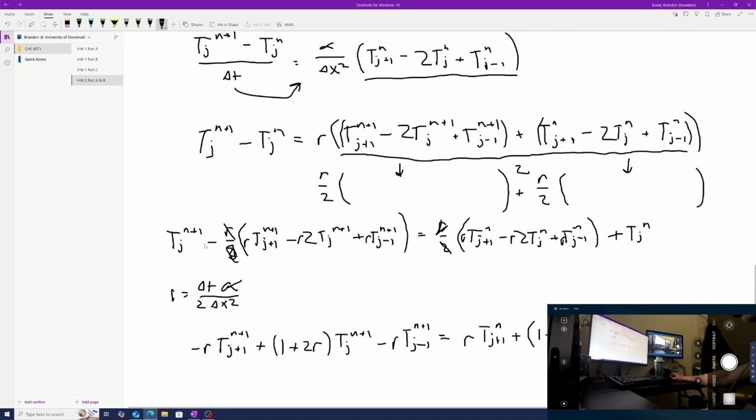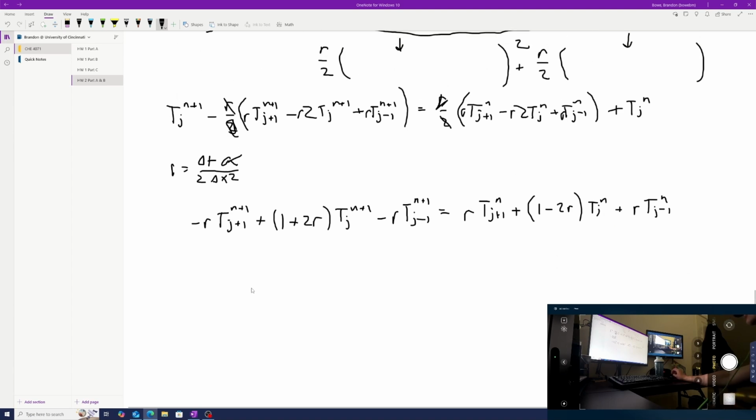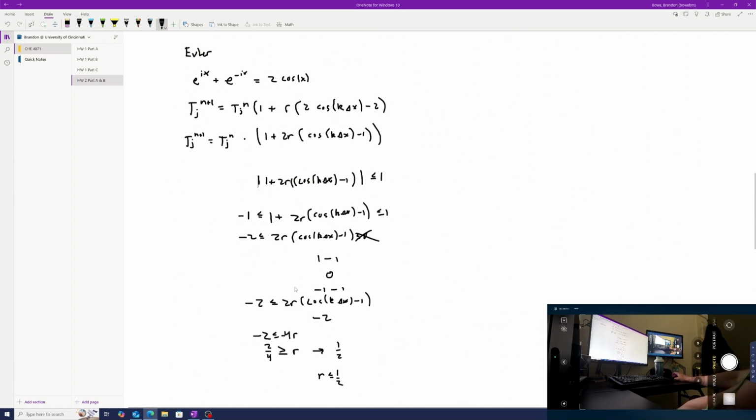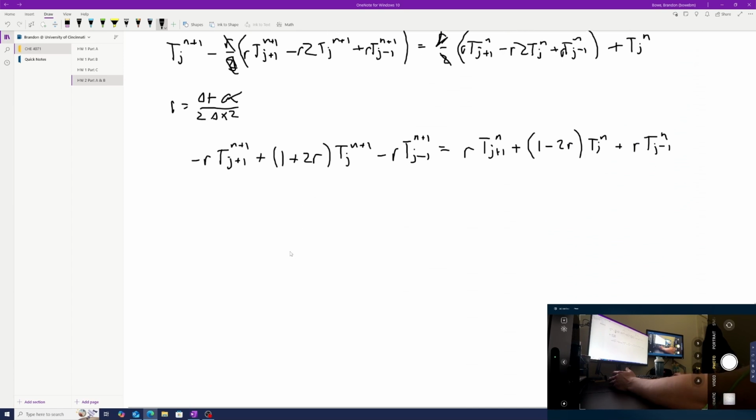What we can do now is a stability analysis of our new algebraic equation to see at what point, if any, our r becomes unstable. So we can go back to what we used initially. We know our Tj plus 1 of n is equal to e to the I k delta x times Tjn, and our Tj minus 1 n is equal to e to the negative I k delta x times our Tjn. So we can substitute that into our new equation here.